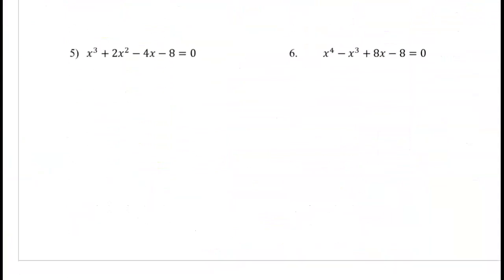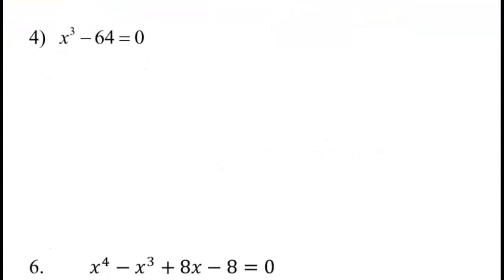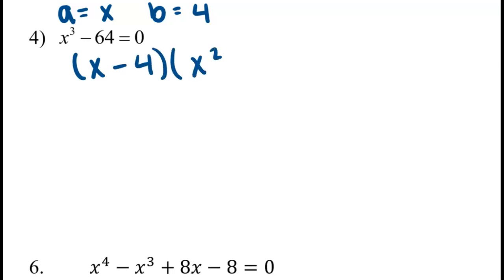All right, we've got a couple more left. Let's take a look at number 4. I know that x cubed and 64 are perfect cubes, so I'm going to factor using my perfect cube rule. So I've got a being x and b being 4, because 4 times 4 times 4 is what gives us 64. Now I'm plugging those into my equation. So the first sign's the same, the next sign's the opposite, and the last sign is always positive. So here we have it.